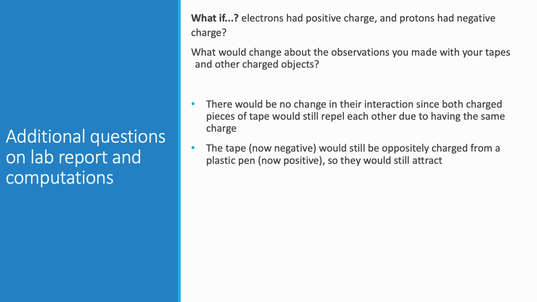So I said that there would be no change in their interactions since both charged pieces of tape would still repel each other. They still have the same charge but just in the opposite direction, so they would still repel. And so the tape that's now negative would be oppositely charged from a plastic pen, which is now positive, so they would still attract. So all the interactions would still be the same, it'd just be flipped. But that doesn't really matter with how they attract or repel.